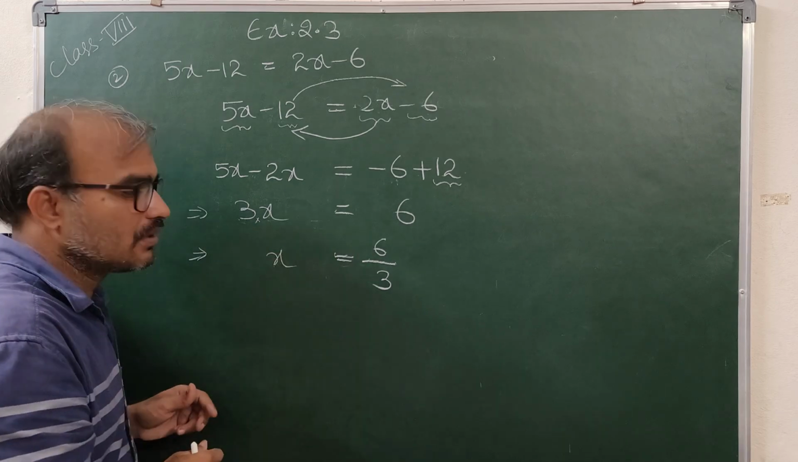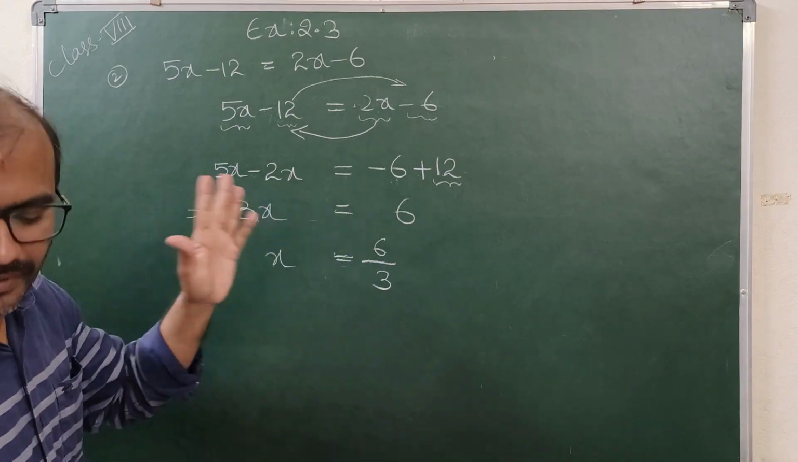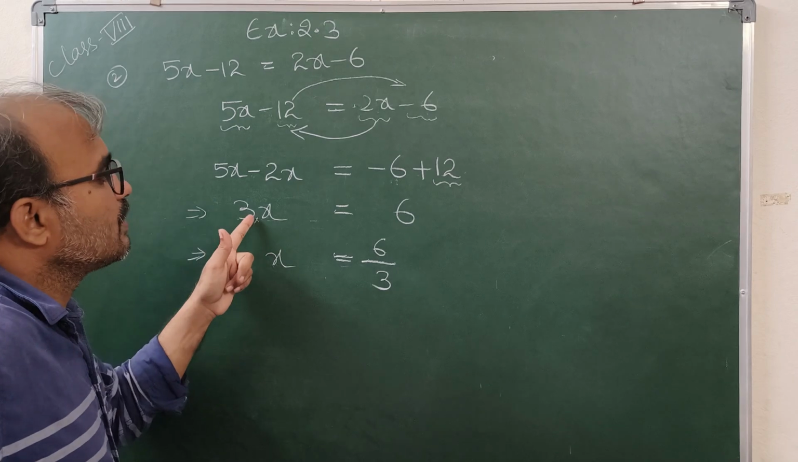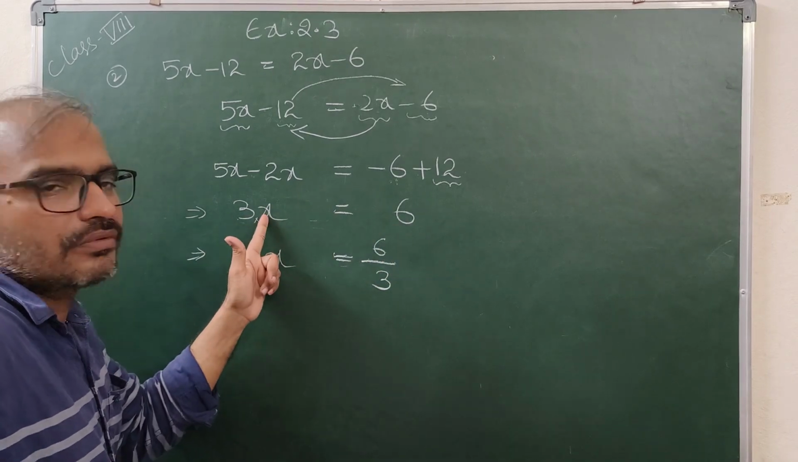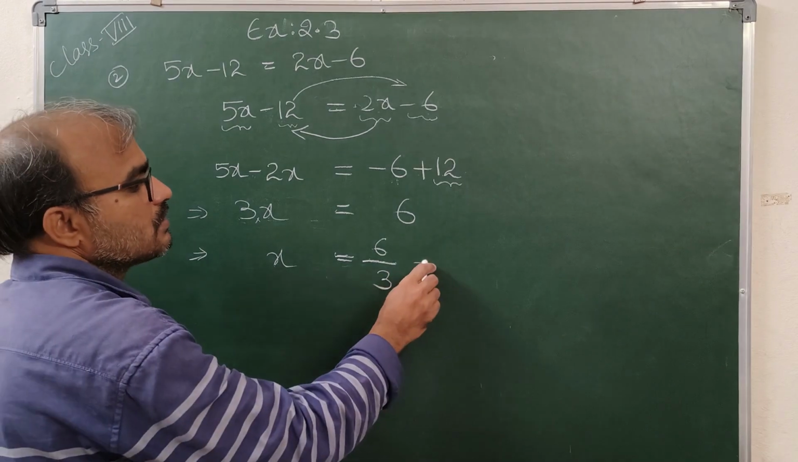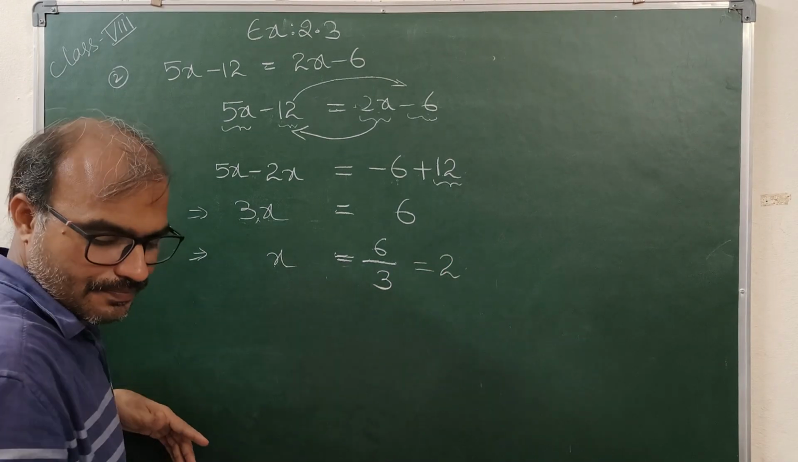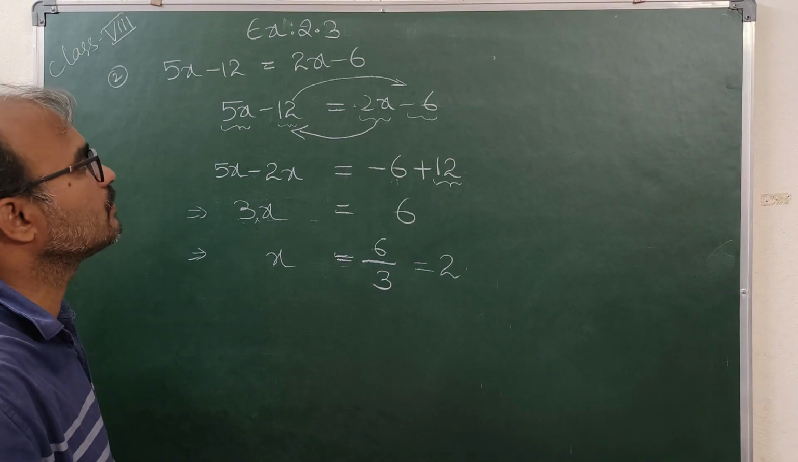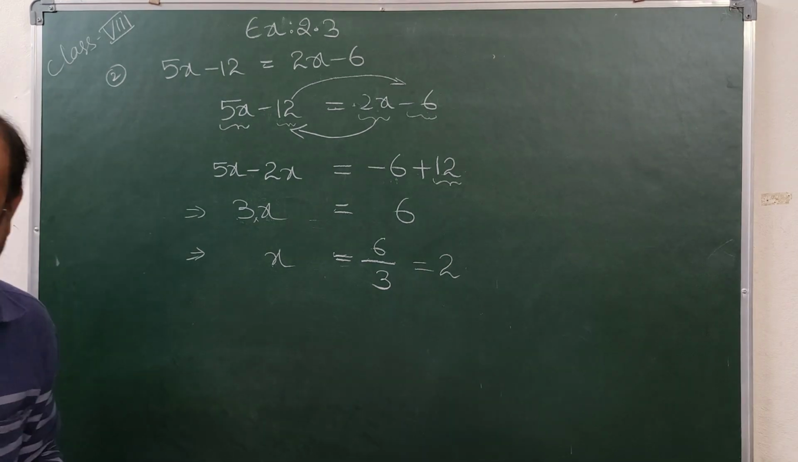It is very simple. If you learn the problems by heart, it will become difficult. 3 times a number is 6. What is that number? It will be 2. You should get 2 here, right? So now 6 by 3. Right? 6 by 3 is 2. Therefore, x is equal to 2. Right?